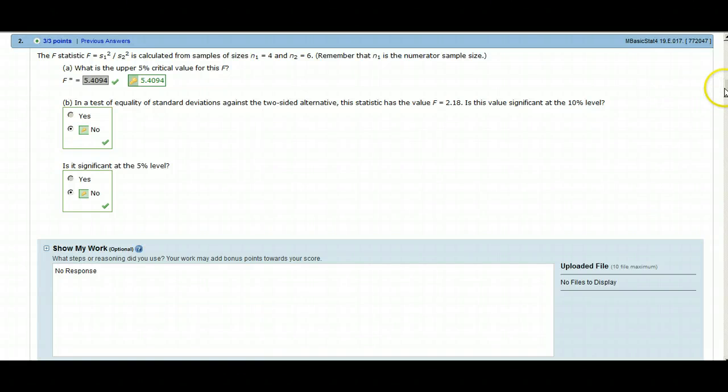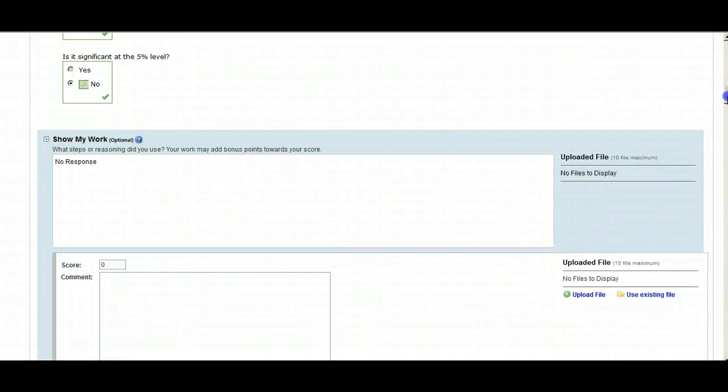So that's just a little bit about the F-test. I think there might be one other question in there that you can practice.